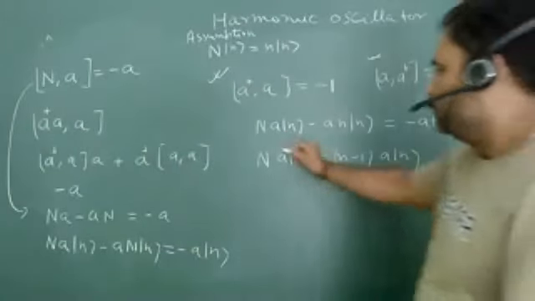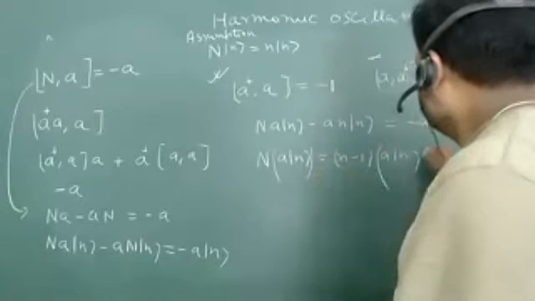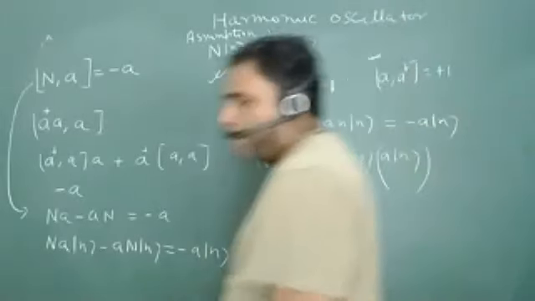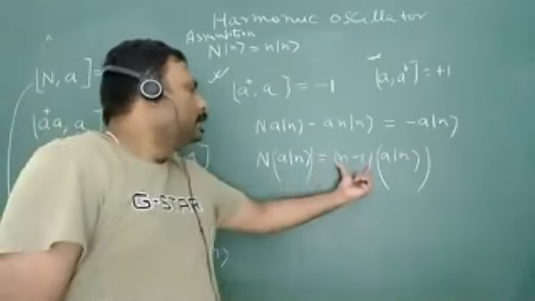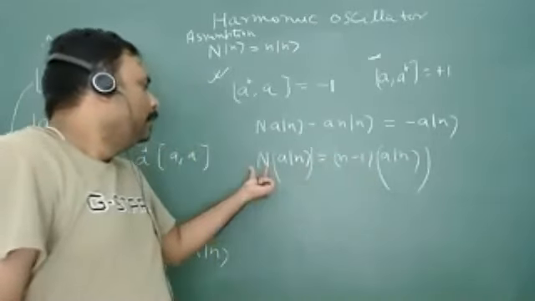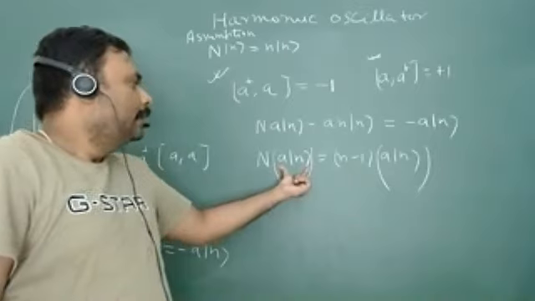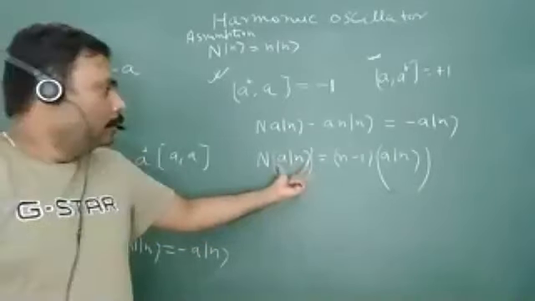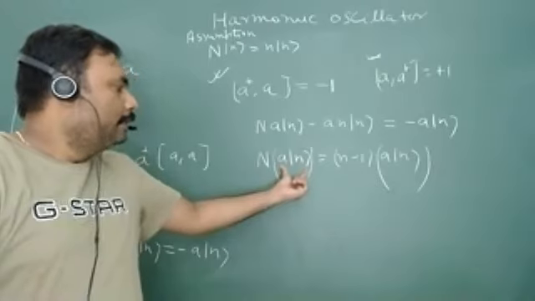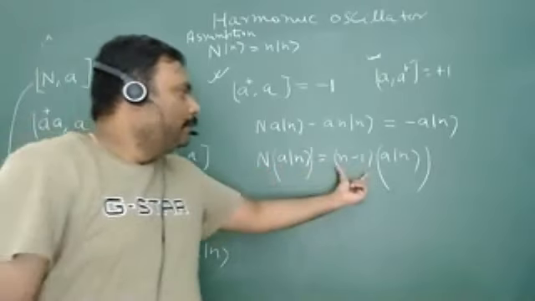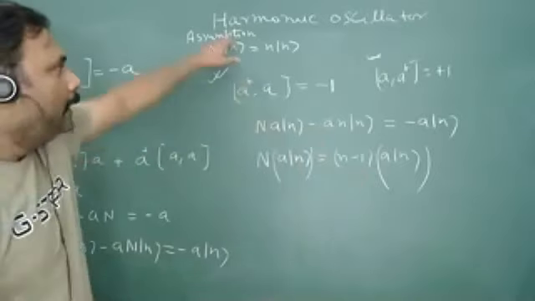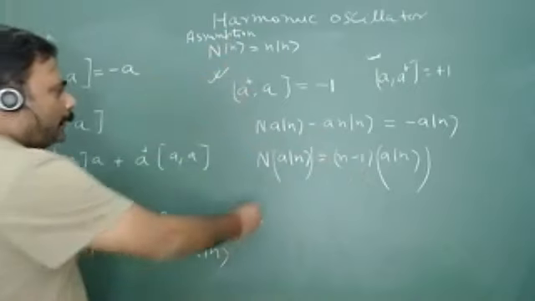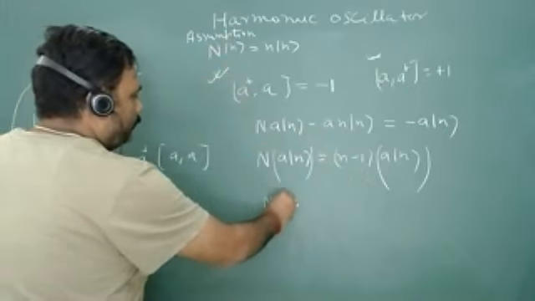What is the conclusion? Can anybody tell me what is the conclusion? Capital N on this is equal to n minus 1. Eigenvalue, yes, n minus 1 is the eigenvalue of N with what eigenvector? A n ket. So A n ket is also an eigenvector of N with what eigenvalue? N minus 1.